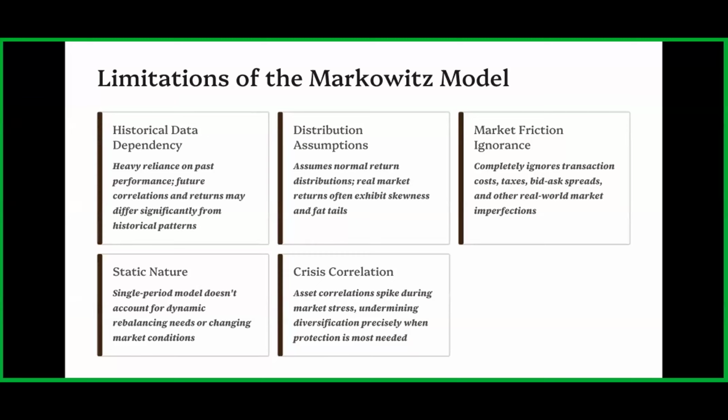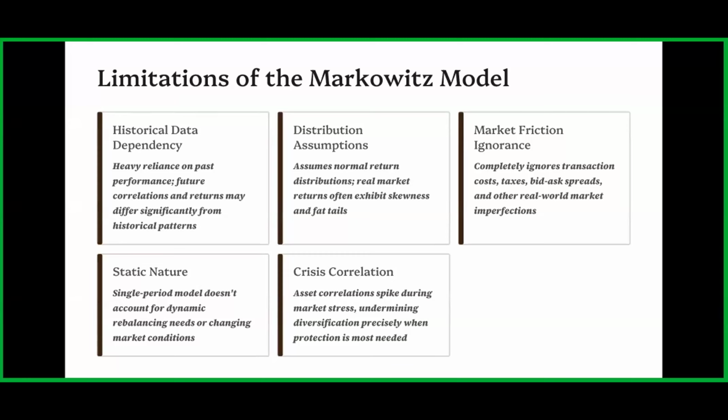Next, the nature is static. The Markowitz model is not of a dynamic nature. It is static because the single period model doesn't account for the dynamic rebalancing needs of changing market conditions. The Markowitz model does not give a clear understanding of how we differently calculate the correlations under different market conditions, because it is only a single period model.